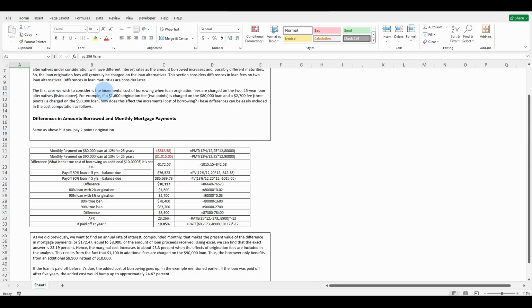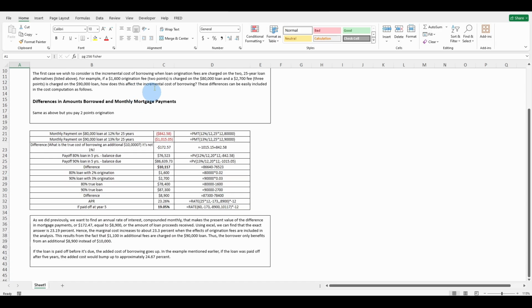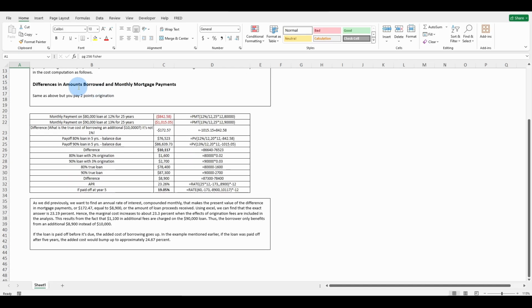The first case is the incremental cost of borrowing when loan origination fees are charged on the two 25-year loan alternatives listed in the previous course. For example, if a $1,600 origination fee, 2 points, is charged on the $80,000 loan and a $2,700 fee, 3 points, is charged on the $90,000 loan, how does this affect the incremental cost of borrowing? These differences can be easily included in the cost computation as follows. Differences in amounts borrowed and monthly mortgage payments.